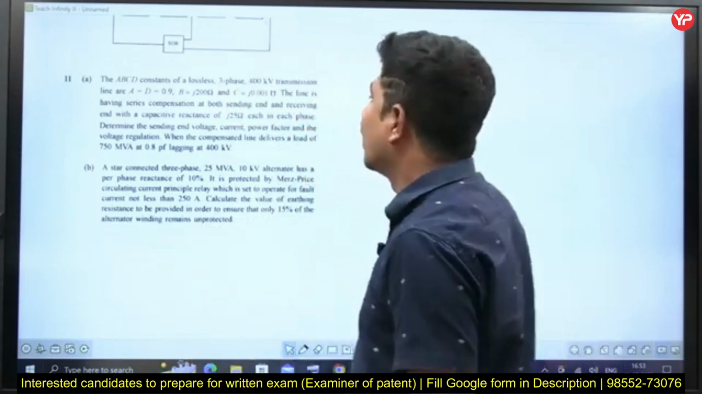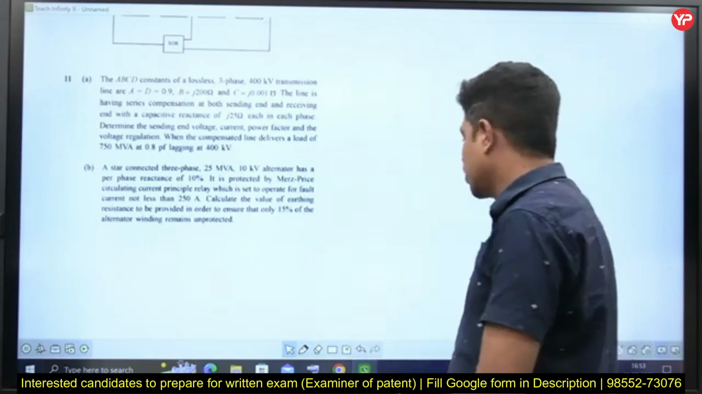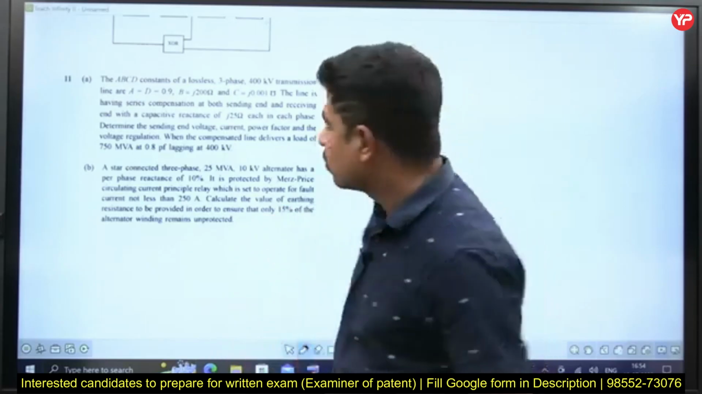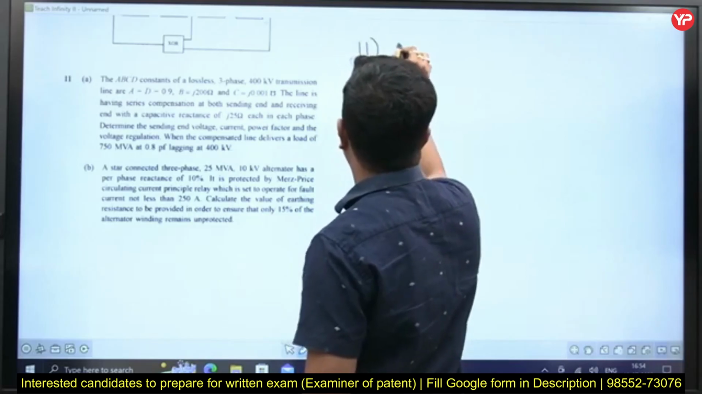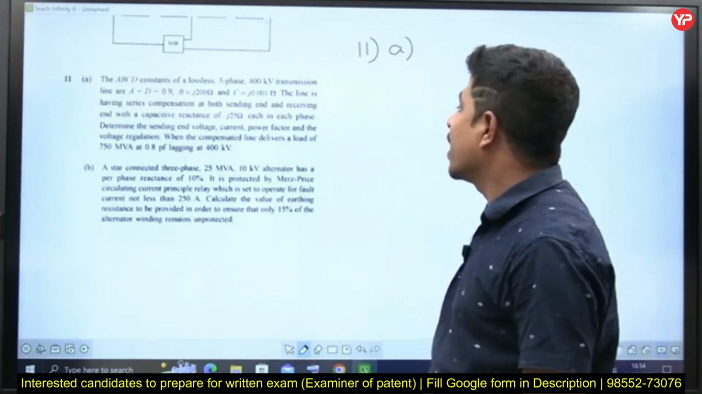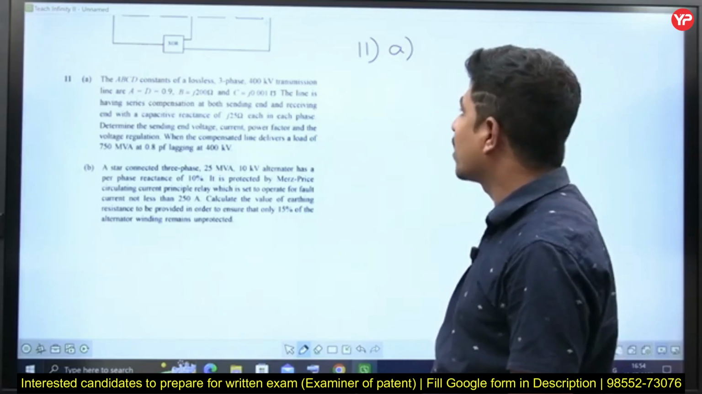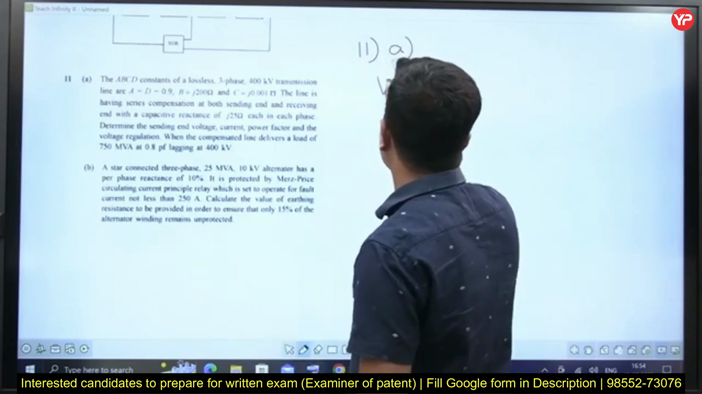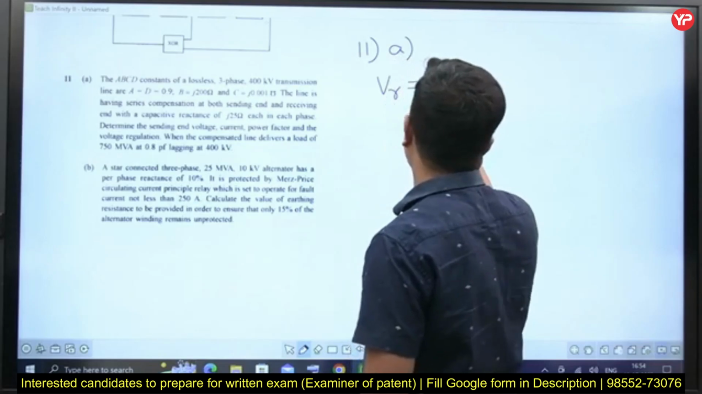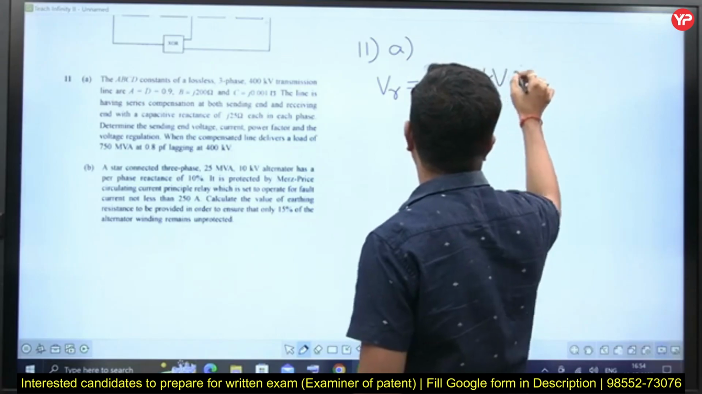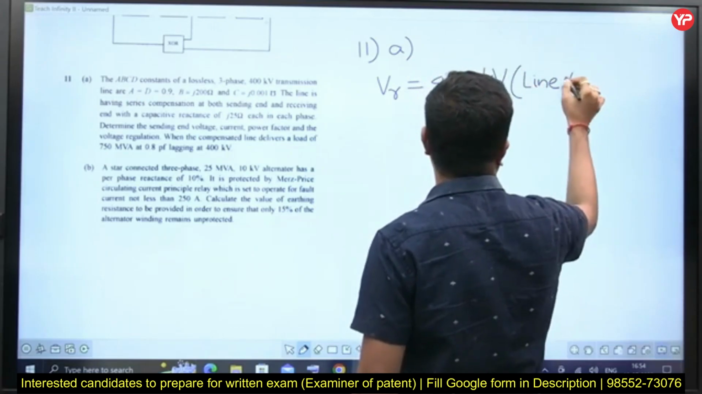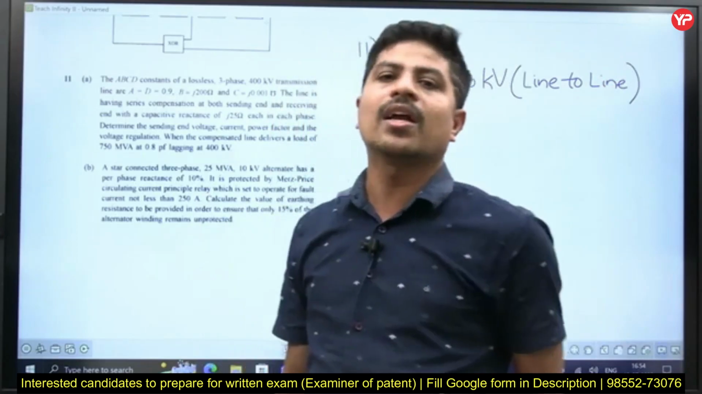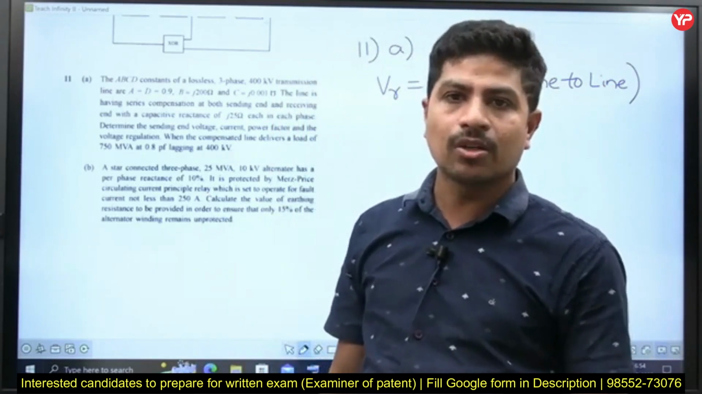What he is saying in this question: the ABCD constants of a lossless. The very first thing anyone should do is write down the given data. Take the question number, 11A. He's saying that the ABCD constants of a lossless 3-phase 400 kV transmission line. That 400 kV is the given voltage, the line to line voltage. So V receiving end is equal to 400 kV, in bracket line to line. You may be thinking, sir, why is it the receiving end voltage, why not the sending end voltage? Always in the given data, if nothing is mentioned, the given voltage is always the receiving end voltage, line to line.